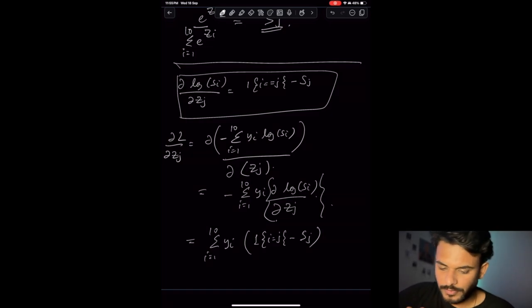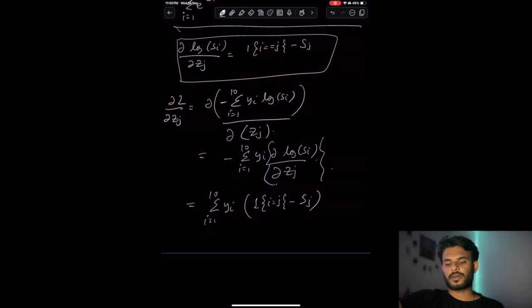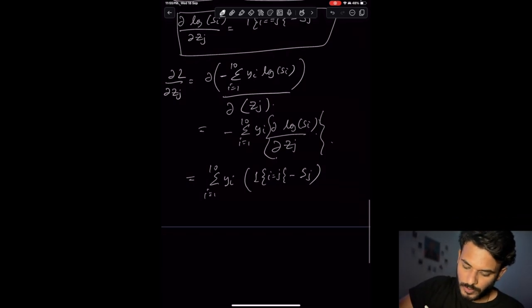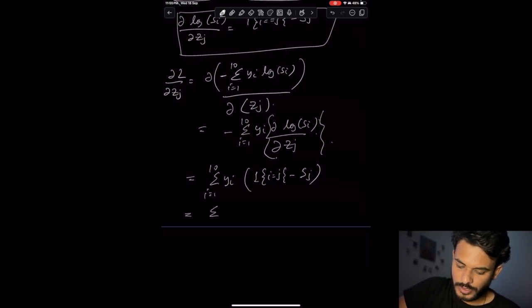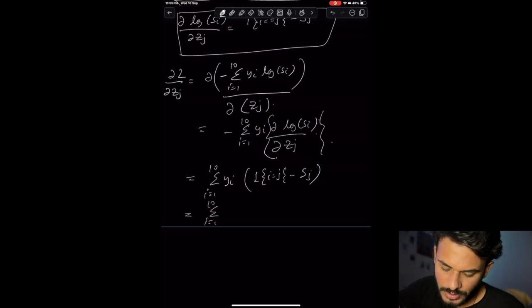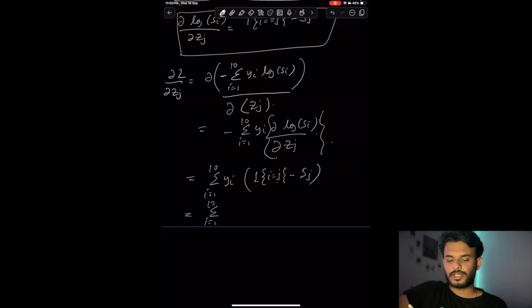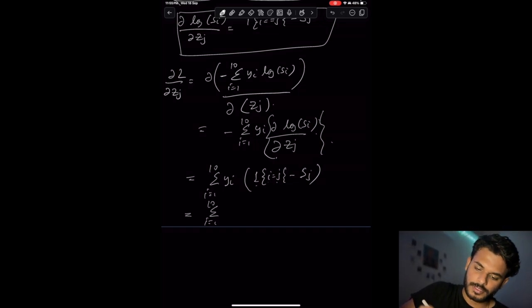Cool. This is why we were taking the log of si and then calculating the derivative, to make things easier when we are working with respect to the loss function. Now again i is equal to 1 till 10. Now what happens is, if i is exactly equal to j, it becomes 1, otherwise for all the others, here is a minus sign, here is a minus sign.